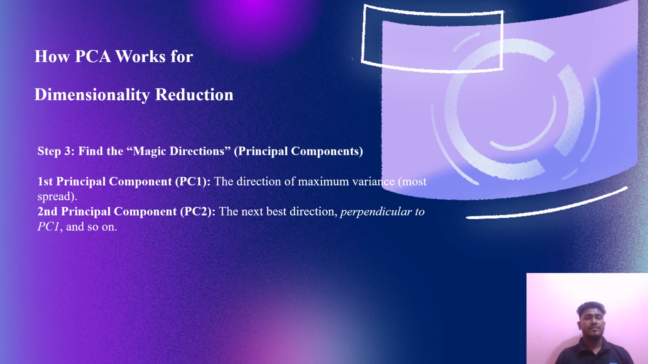Well, in the third step, we find the magic directions. The first principal component is the direction of maximum variance, and the second principal component is the next best direction, which is perpendicular to PC1, and so on. These directions are calculated using eigenvectors and eigenvalues, where eigenvectors are vectors that find these axes, and their importance is ranked by eigenvalues, showing how much variance each captures.